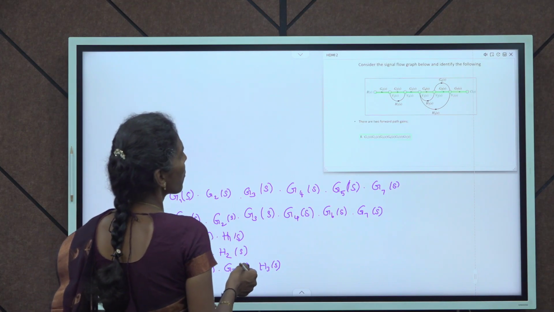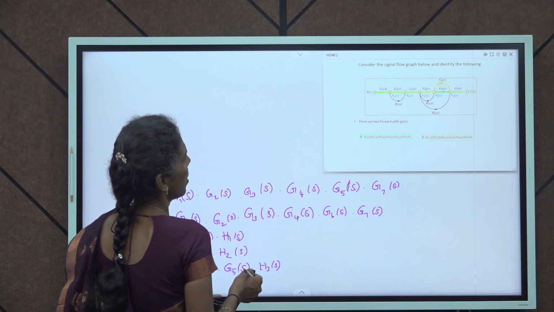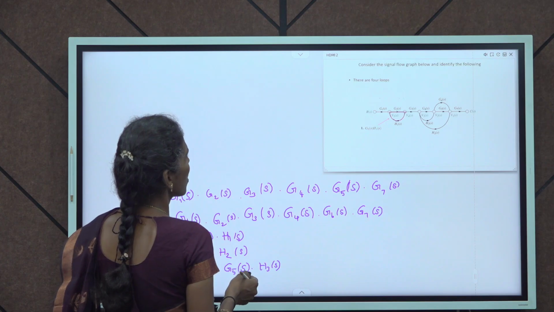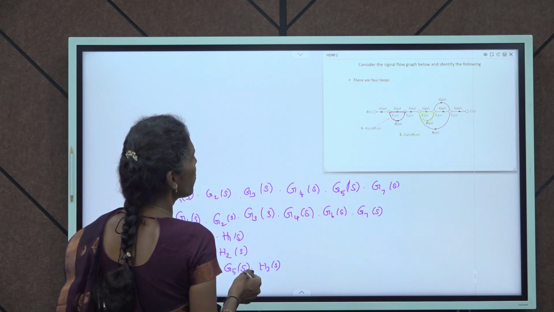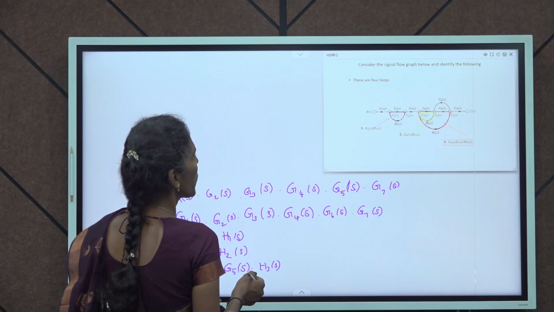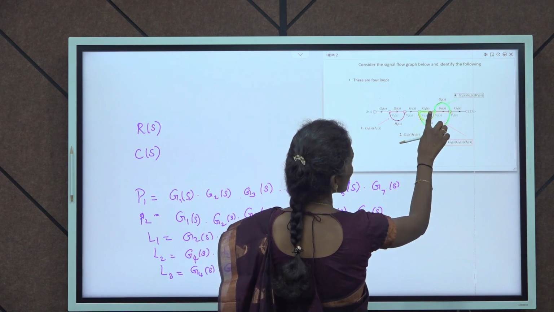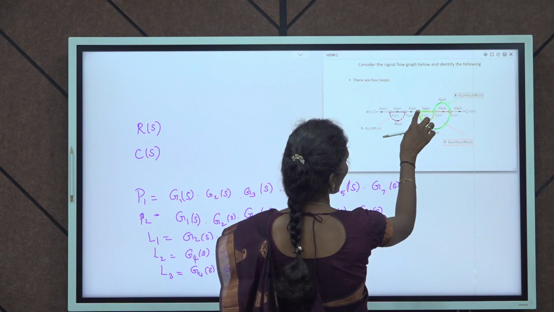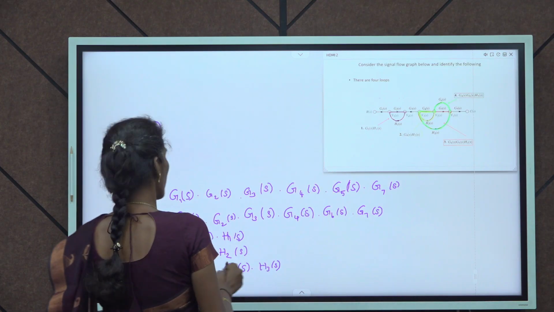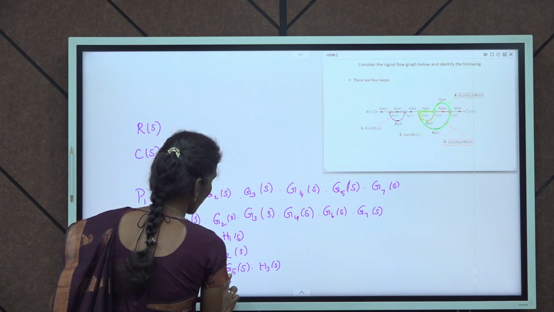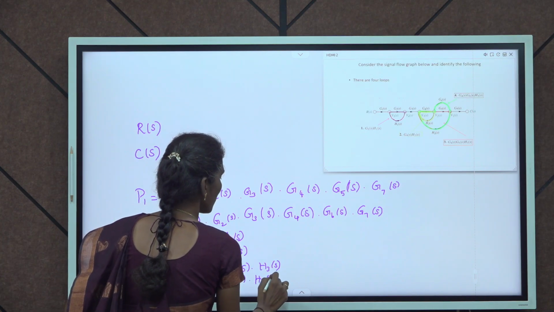So look at the diagram, the forward path gain, and there are 4 loops. First loop, second loop, third loop, and the hidden fourth loop is here. Starting from G4, G6 and then it is ending at the load. So the fourth loop is G4 of S, G6 of S, and the last one is H3 of S.